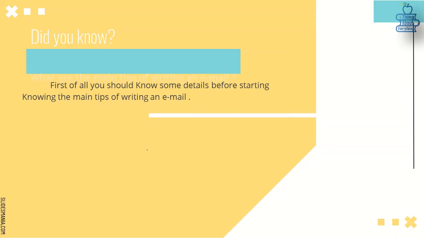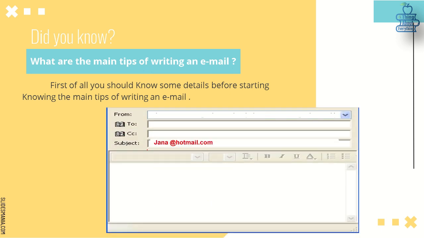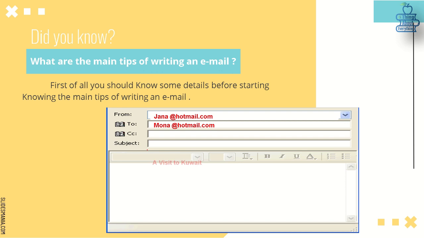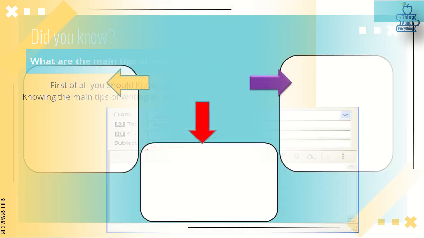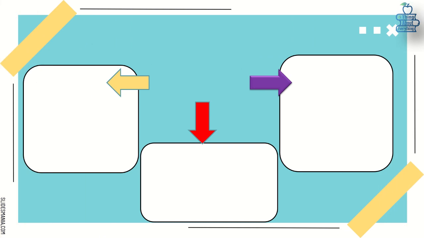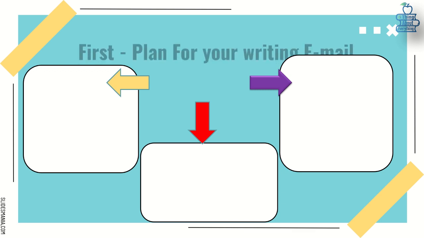Now we have the tips on how to write an email. We will do it together. Here we have an introduction and a simple email. We'll discuss it together, but first of all, before you write your email, you have to plan for it. If you are doing it as homework for school or for your college, you have to make a plan so that it will be more organized.